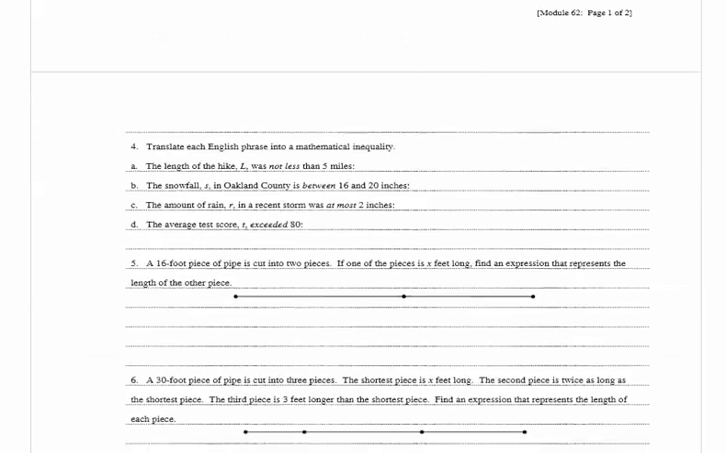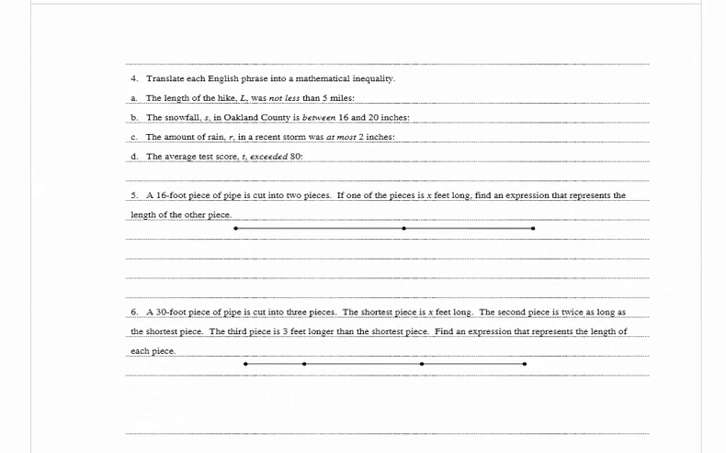In 4, it says, translate each English phrase into a mathematical inequality. In A, it says the length of the hike L was not less than 5 miles. So if the hike L was not less than 5 miles, that means it's either greater than or equal to 5 miles.